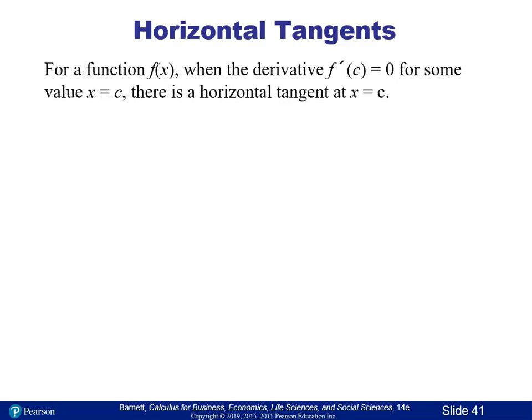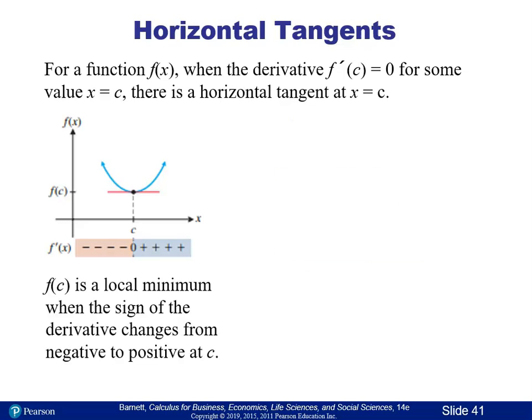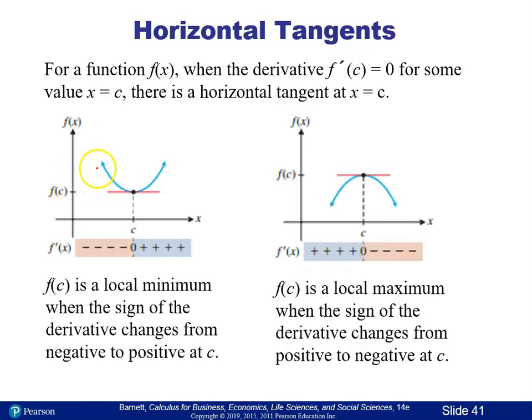Okay, so for a function f of x, when the derivative is equal to 0 for some value x equals c, then there's a horizontal tangent at x equals c. And again, we've seen that horizontal tangents occur potentially when we have the first derivative equal to 0. So in these examples here, when you have a local minimum, you have a horizontal tangent line because you have that sign change there. Here you've got the sign change going from positive to negative, so that means there's somewhere in there that equals 0, and that's going to be where that horizontal tangent is.